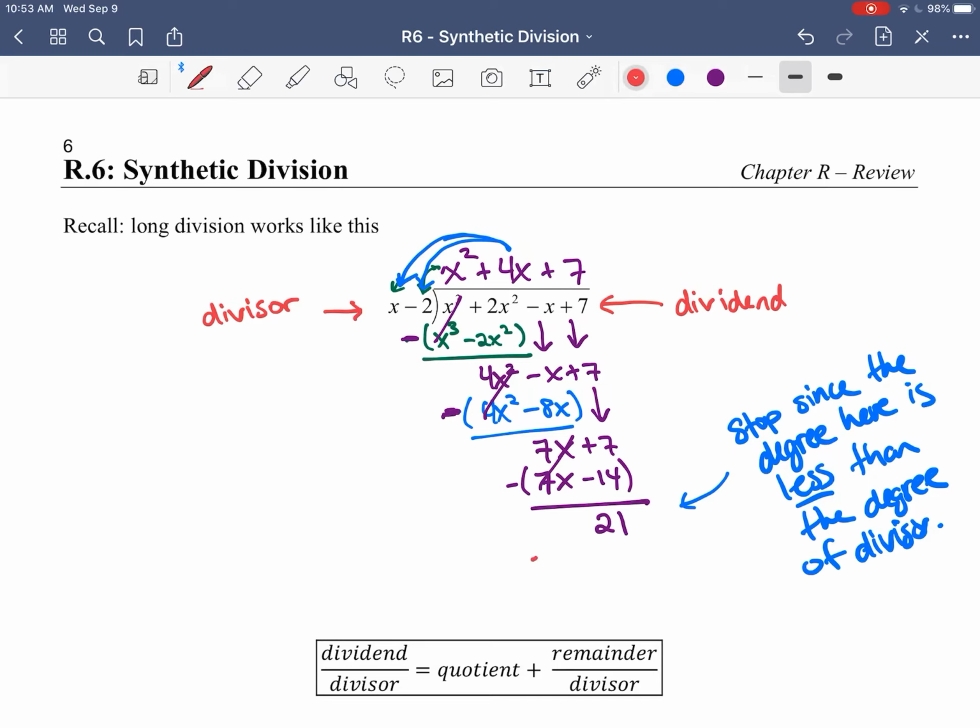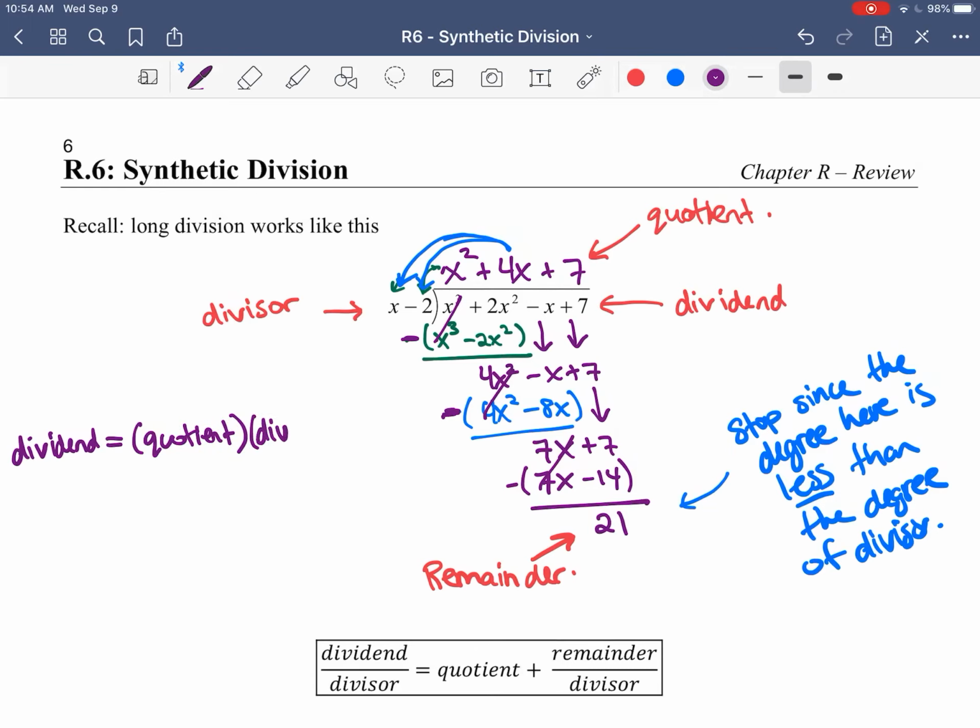Now some terminology. The bit that's left over when I stop is called the remainder. The terms that I use to multiply up here are called the quotient. And what happens is that the dividend is equal to the quotient times the divisor plus the remainder. That's always true.